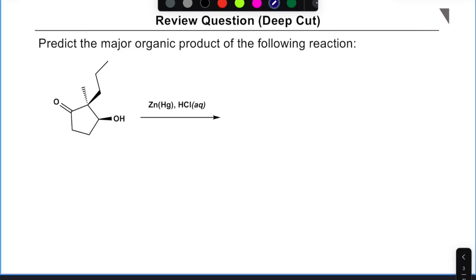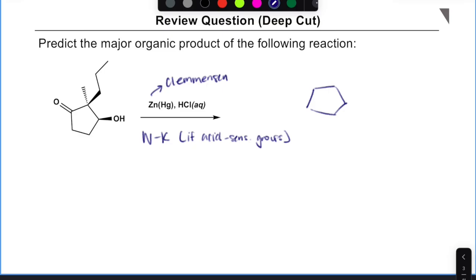All right, so does anyone want to tell me what these reaction conditions are for? Clemmensen. What is a different reduction condition we could use if we have acid-sensitive groups? Yeah, the Wolff-Kishner. And then the product for this reaction should be a 5-membered ring with the stereochemistry still intact, with the only thing deleted being the carbonyl.